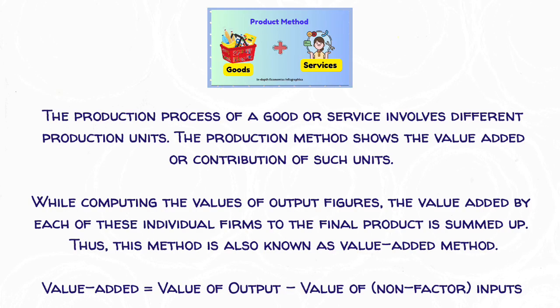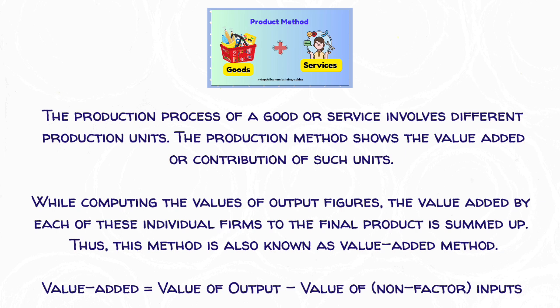Now let us understand the production method. The production process of a good or service involves different production units. The production method shows the value added or contribution of such units. Every production unit adds some value to a final product, and for its production, it purchases some intermediate goods from other firms. To calculate the national income of an economy, the value added by each of these individual firms to the final product is summed up. Thus, this method is also known as the value added method.